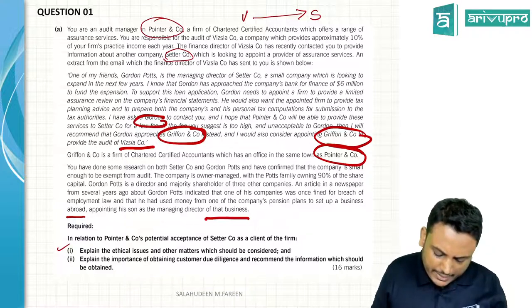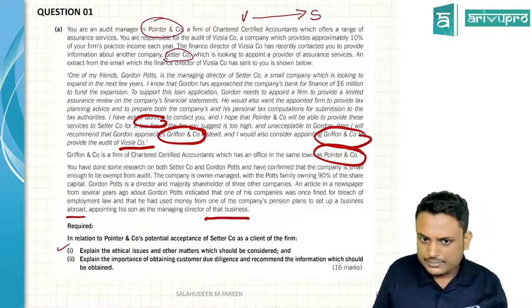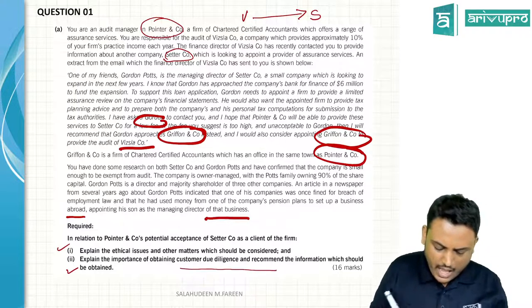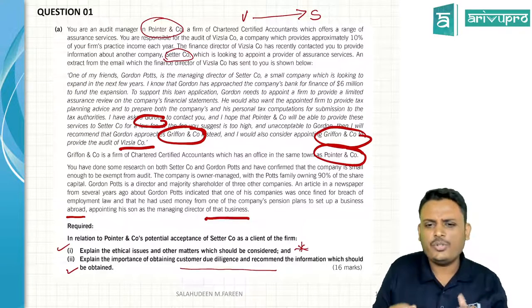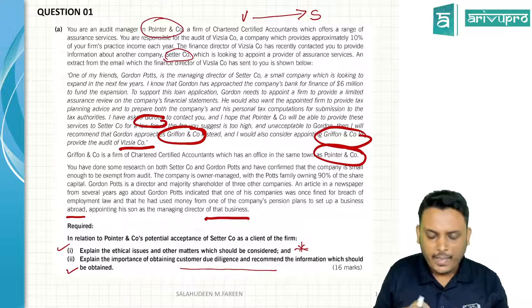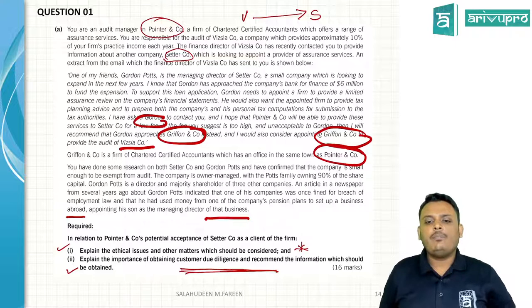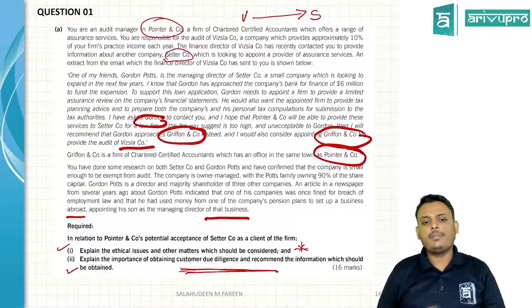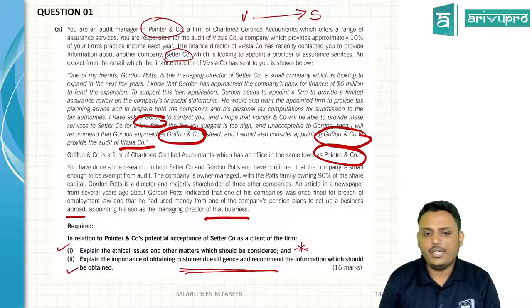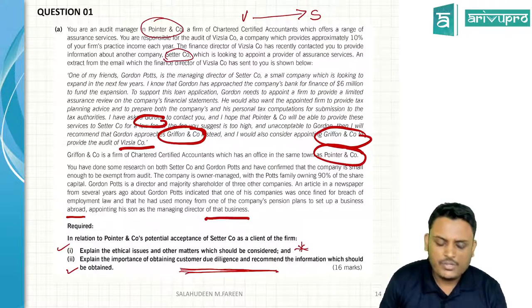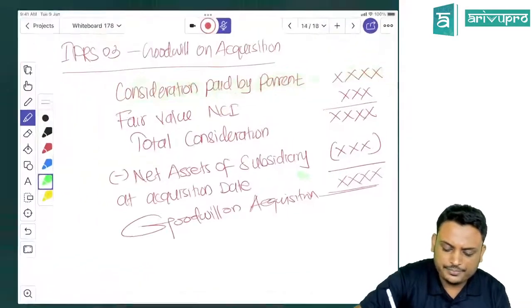Question: explain the ethical issues and other matters that should be considered. Explain the importance of obtaining customer due diligence. I'm not going to discuss ethical issues, because you already know how to approach them; we discussed them already. I'm going to take the customer due diligence here. Normally, when someone is approaching you, this is the customer due diligence, but this is not a normal due diligence question. So I'll do the customer due diligence first, then we'll look at the normal due diligence as well. Before accepting the customer, the firm needs to do due diligence. So now let's do this question.